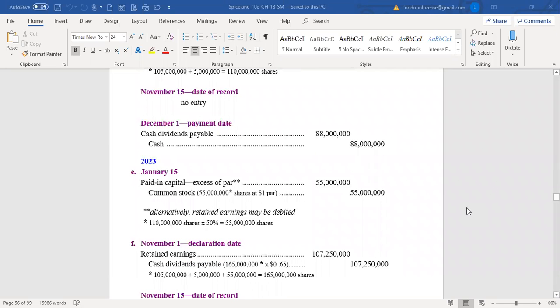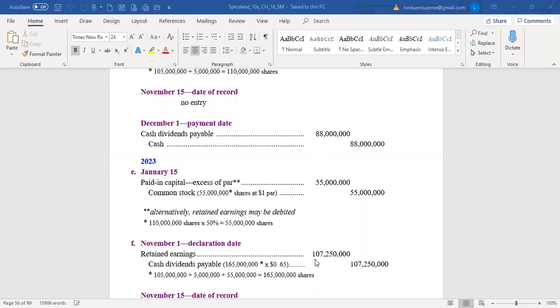Finally, in Part F, November 1st, they're declaring another cash dividend, 65 cents a share though now. Date of record is November 15th, date of payment December 1st. Remember, you just sent out even more shares of stock, 55 million more. So the total outstanding shares of stock as of the date of this dividend is 165 million. Multiply the new total by 65 cents because those are actual shares of stock that went into the market. And this is how people get value out of them. They could sell them or they own them now and they'll get dividends on them.